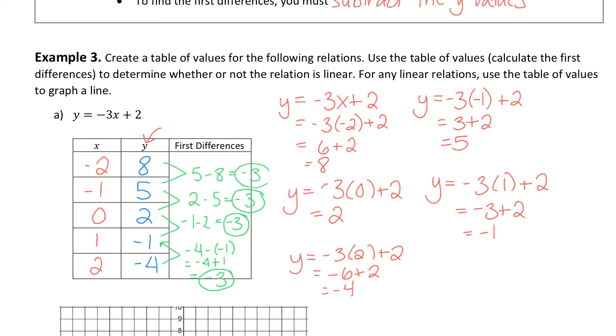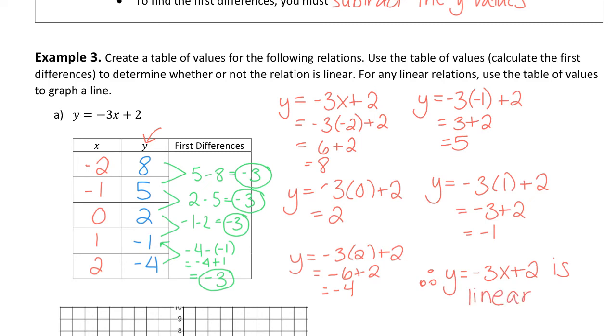Okay, so we can see that all of these first differences are the same. So because these are all the same, we can determine that this relation is linear. So we're going to go ahead and write our conclusion. So therefore, y equals -3x plus 2 is linear. Or you could have even just written, therefore the relation is linear.